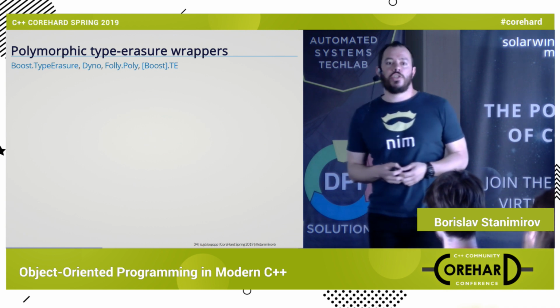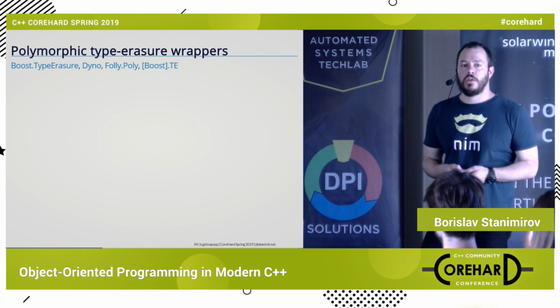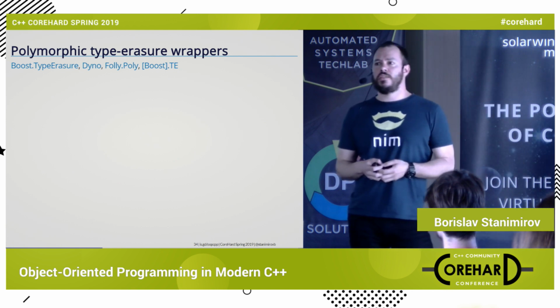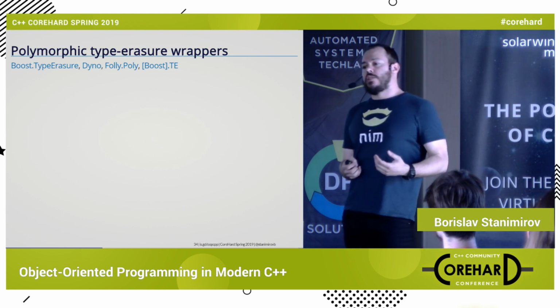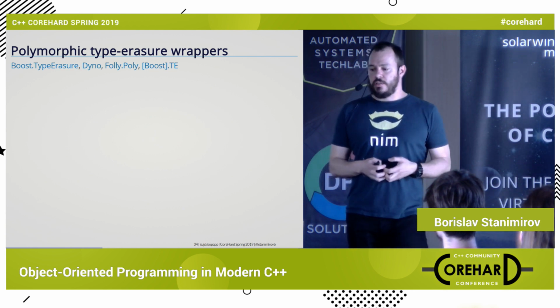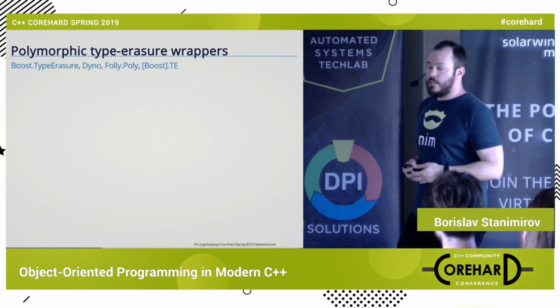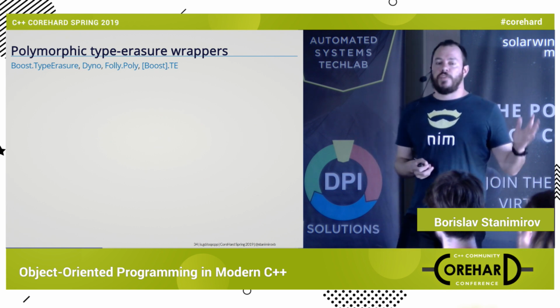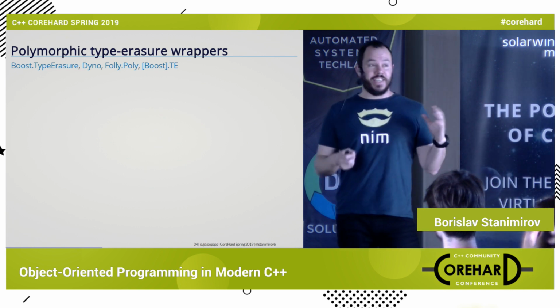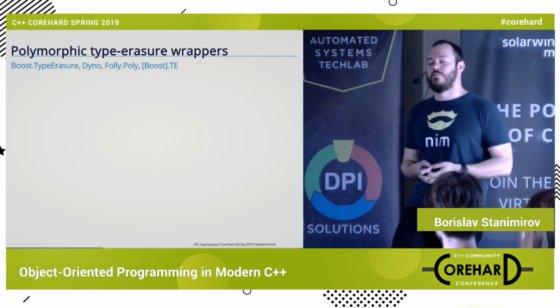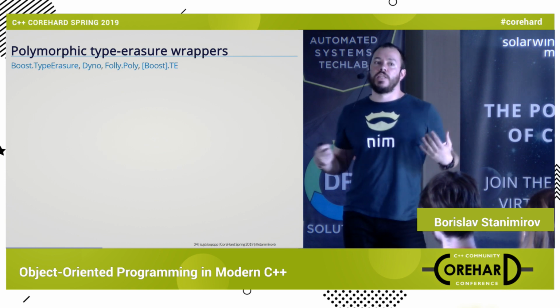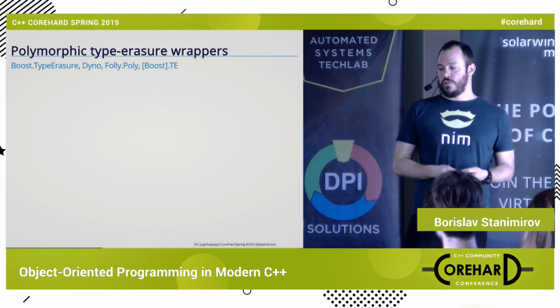Now this is Boost Type Erasure, which is a somewhat ancient library. I think it was written in the 90s even. It was one of the first Boost libraries. But modern libraries like that feature type erasure wrapping: Dyno, Poly, which is from Facebook, and Boost.TE, and TE here means type erasure, and Boost is in square brackets because this is not part of Boost yet, but this is supposed to be the next generation of type erasure library in Boost.